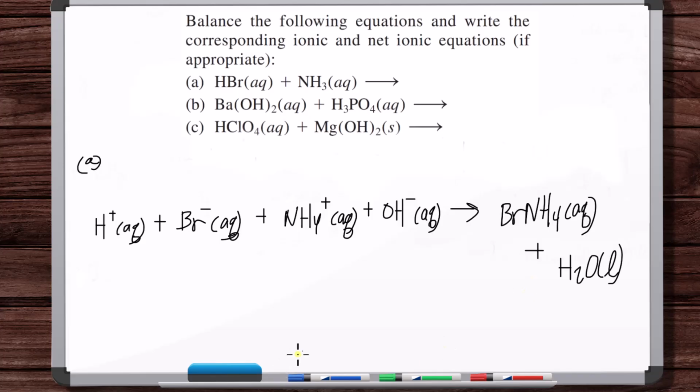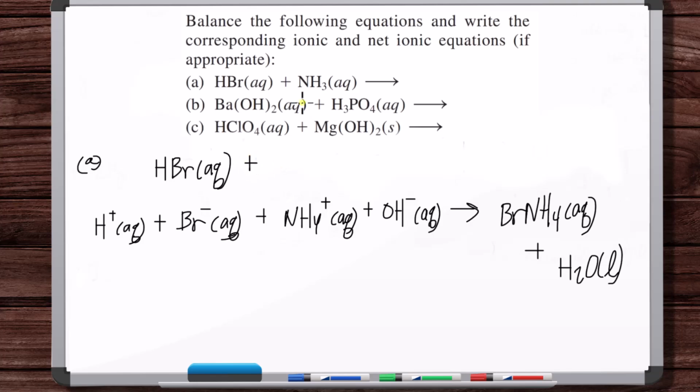And there we go. There's the ionic equation. And this is also going to be the net ionic equation because there's no spectator ions. Okay, and so now let's do the molecular equation. So we've got HBr aqueous.